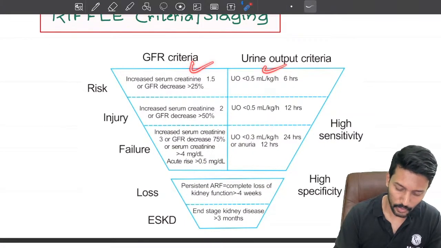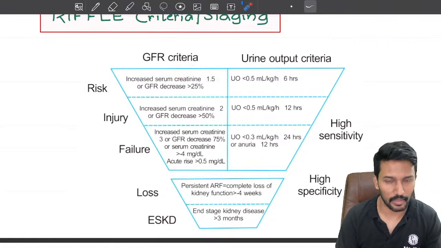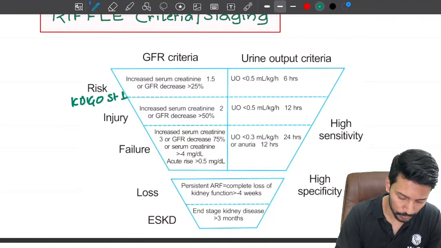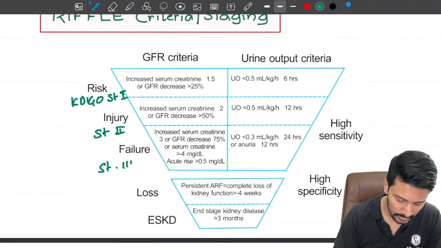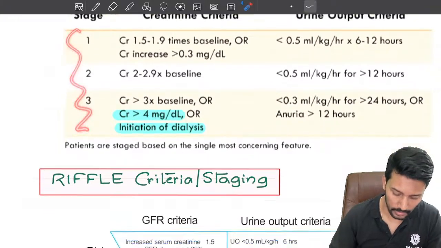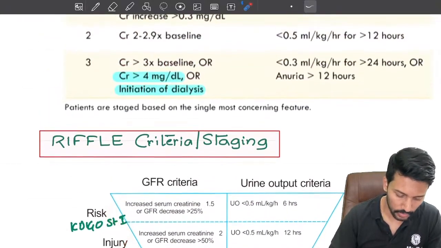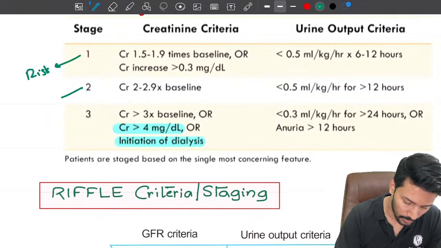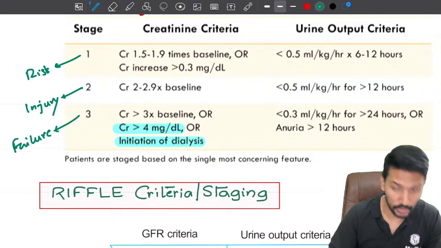I don't want you to bother too much about it, because if you look at the urine output parameter as well as the creatinine parameter, risk is nothing but KDIGO stage 1. Risk is equal to KDIGO stage 1. Injury is equal to stage 2, and failure is equal to stage 3. So if you have remembered stage 1, 2, 3, then you already know risk, injury, failure. So stage 1 according to RIFLE criteria is risk, stage 2 is injury, and stage 3 will be considered as failure.